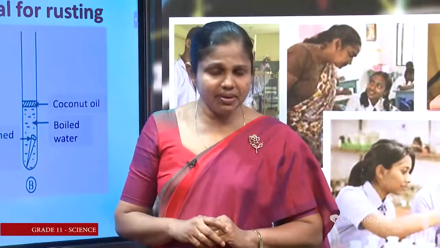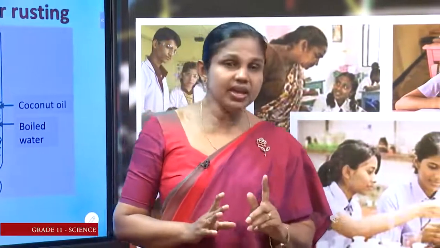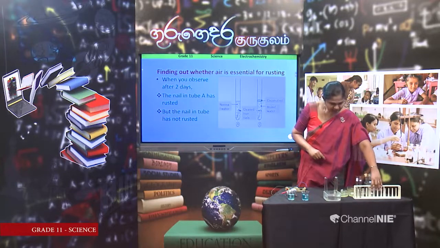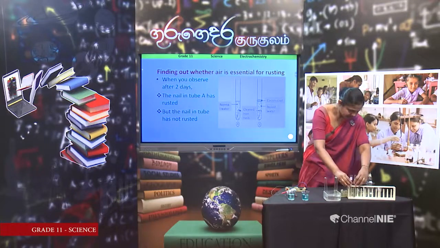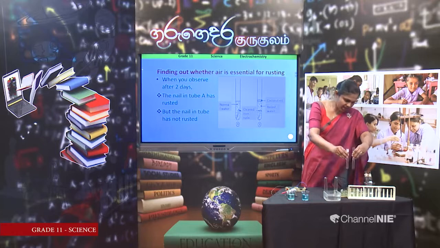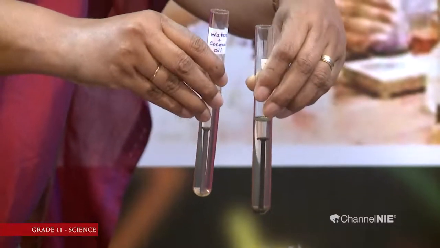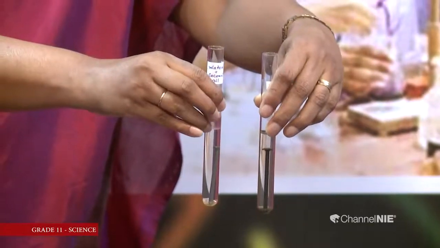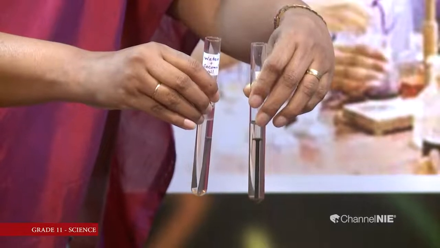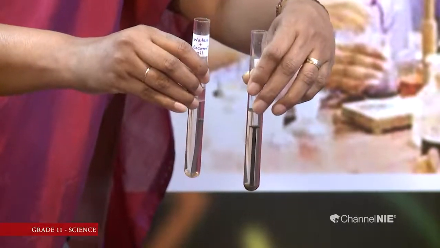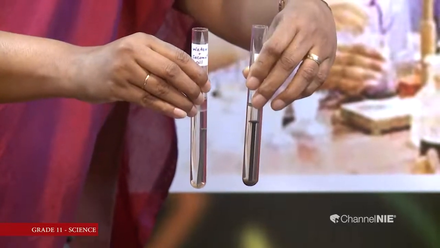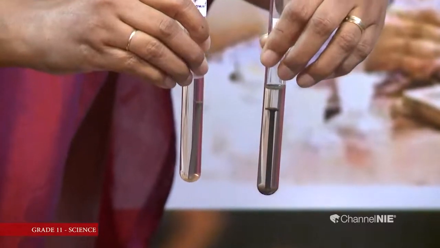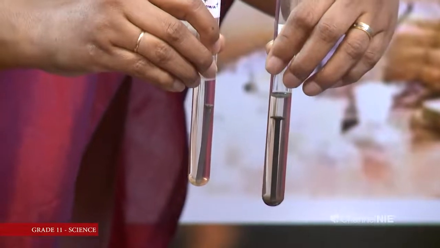I will show you, children, the real setup that we can arrange to do this activity. Here I have 2 nails. One nail has only water and the other one has boiled water and a layer of coconut oil. I arranged this 2 days before. So now you can observe the difference of the 2 nails, children. Here the nail in normal water has rusted and the nail in the boiled water test tube has not.